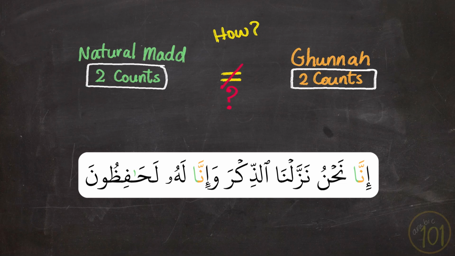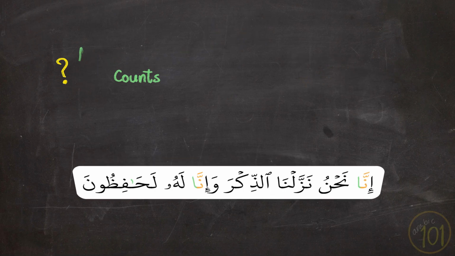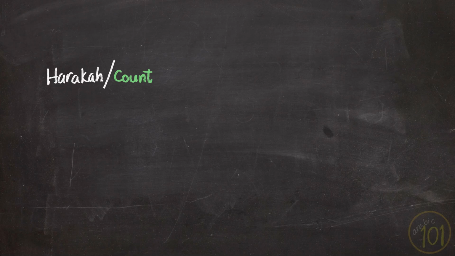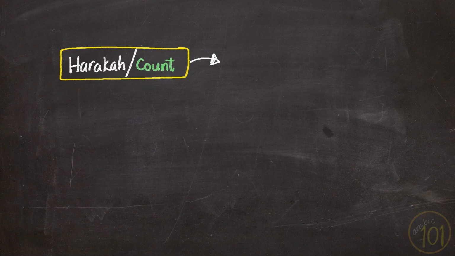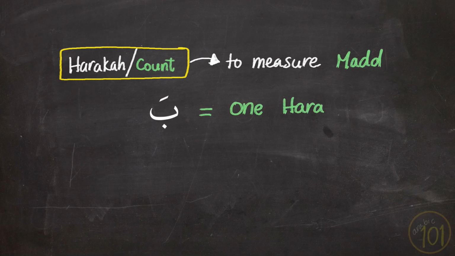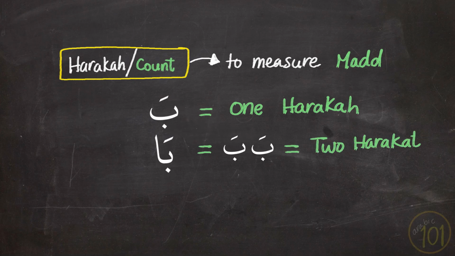So how's that possible? And shouldn't the length of ghunnah be 2 counts? But then why does it sound that it is longer? Well, first of all, harakah is the measurement unit meant to be used to measure the length of med. Ba is 1 harakah, but ba is 2 harakat. And so harakat indicate the length of med.